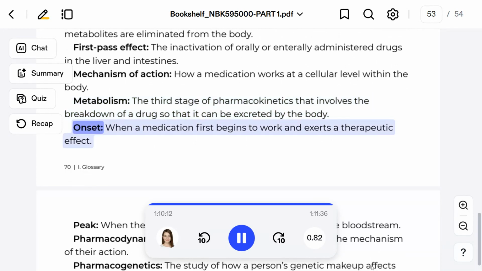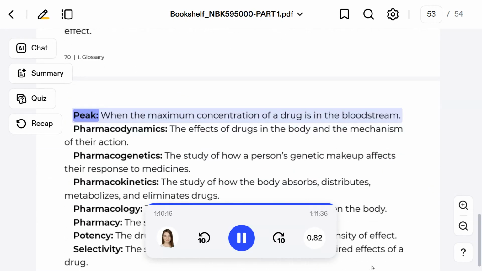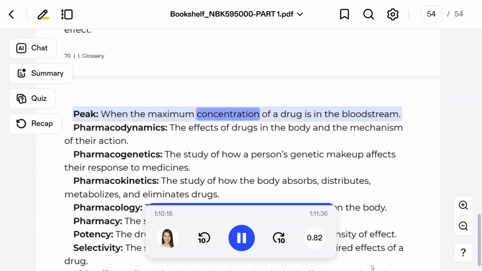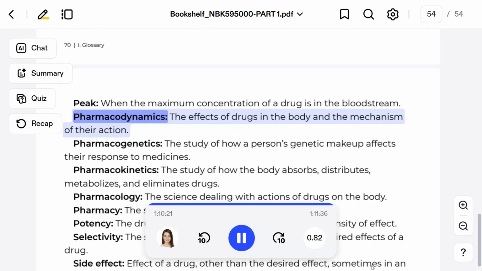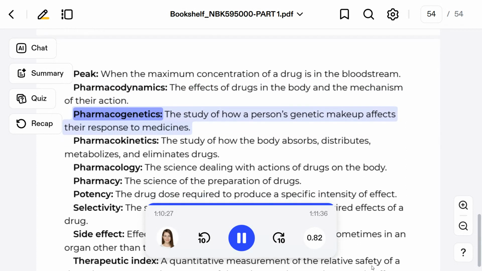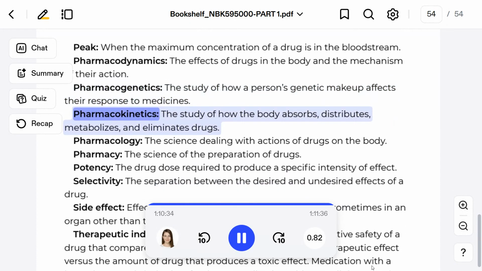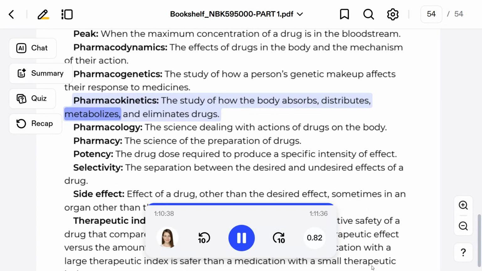Onset, when a medication first begins to work and exerts a therapeutic effect. Peak, when the maximum concentration of a drug is in the bloodstream. Pharmacodynamics, the effects of drugs in the body and the mechanism of their action. Pharmacogenetics, the study of how a person's genetic makeup affects their response to medicines. Pharmacokinetics, the study of how the body absorbs, distributes, metabolizes, and eliminates drugs.